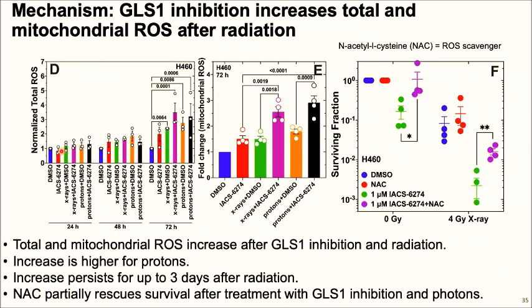So here, this is a bunch of data. I'm going to try to navigate you through this. These are different treatment types where we didn't treat the cells with anything, at different time points, 24, 48, and 72 hours after radiation. Then we treated with the GLS1 inhibitor or radiation plus GLS1 inhibitor. So here is photons with the GLS1 inhibitor and protons with the GLS1 inhibitor or alone. And we looked at total ROS or mitochondrial ROS.